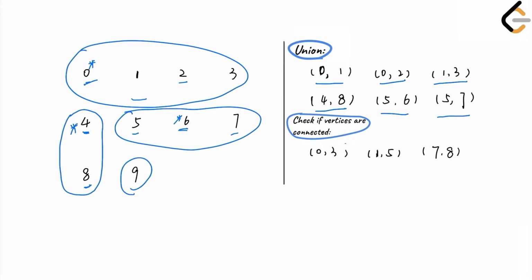For the first example, we have nodes 0 and 3. For 0, the head of the set is 0. 3 is also in this set, so its head is 0 too. We realize that since they have the same head, they must be in the same set.